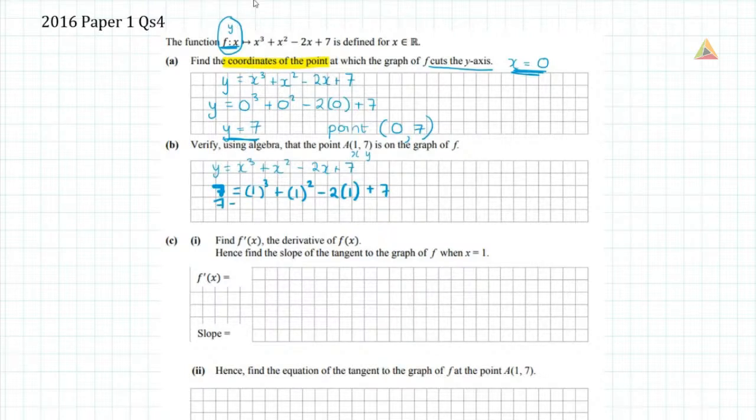So this is just a 7. That doesn't need to be changed. That becomes 1 plus 1 minus 2 plus 7, and that gives me 7 is equal to 7. And your calculator will do that right-hand side of the equation for you there if needed. So when I get 7 is equal to 7, that tells me that A, (1, 7), is on the graph.